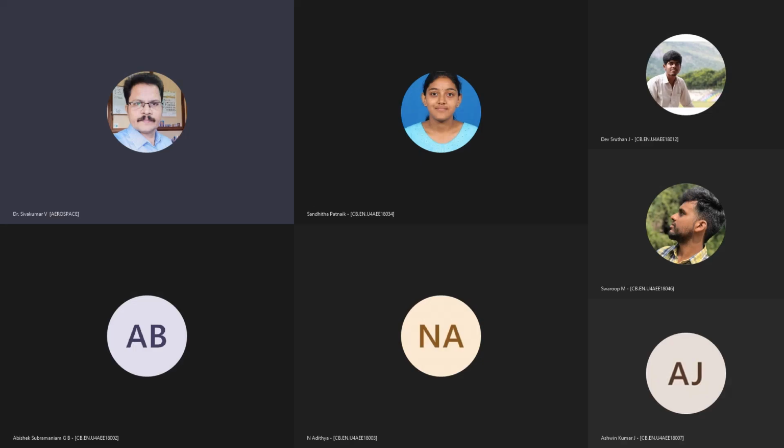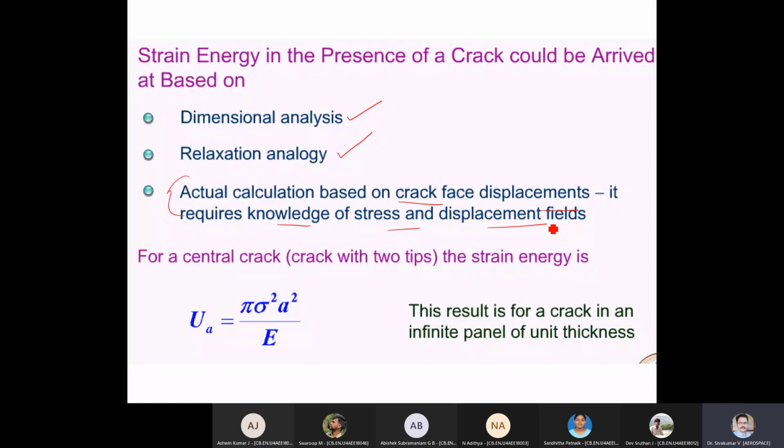Particular thing, it needs the knowledge of stresses and displacement fields. So we ultimately are actually finding the strain energy on the cracked component. This is a very, very important formula. For a central crack with two tips, the strain energy. What exactly is this? Suppose I have a component.